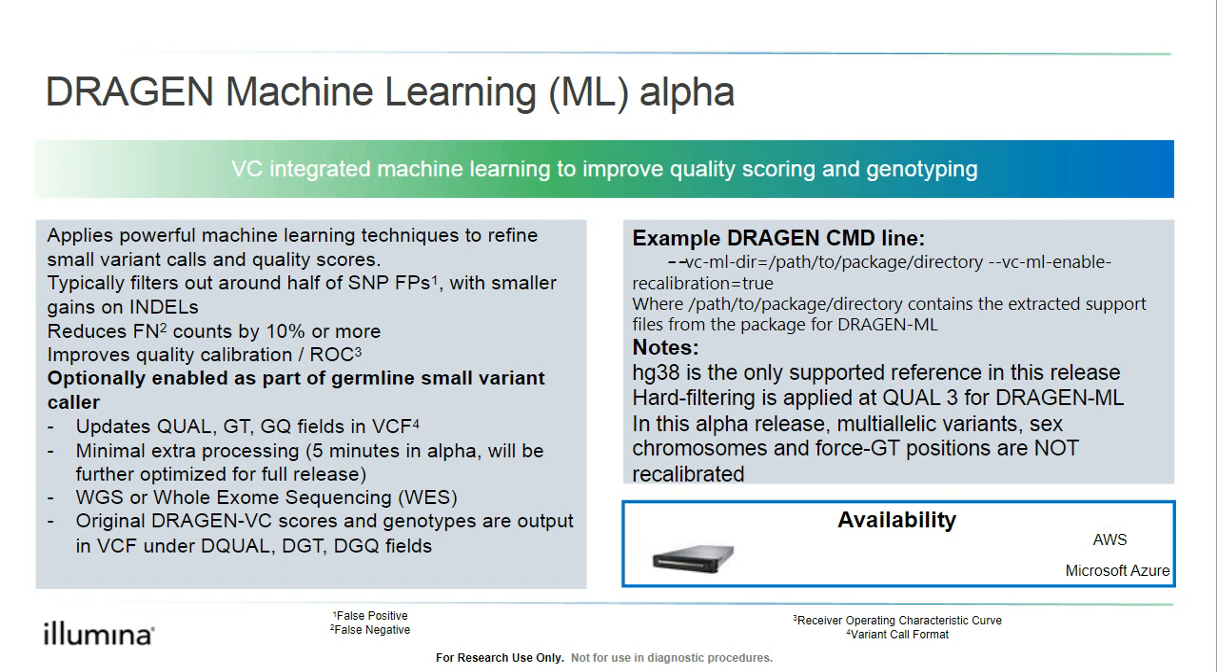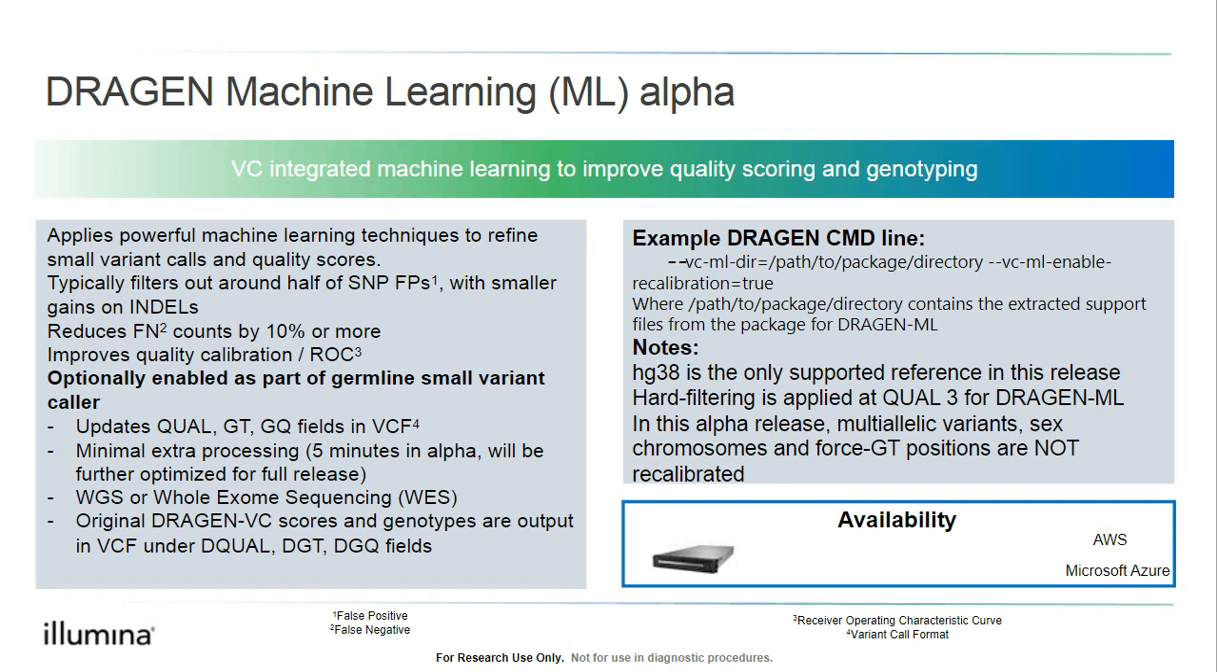This is an optional feature, and when you enable it, we will update the QUAL, GT, and GQ fields in the VCF. There is a small penalty today, about 5 minutes, that you incur when you run this feature. But since this is in alpha phase, we haven't spent too much time to optimize it, and we will in future releases try to bring that time down. Today, it's available for you to run on whole genomes or whole exomes.